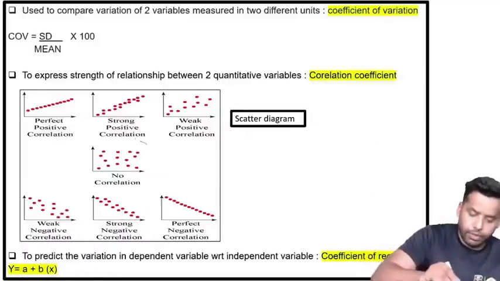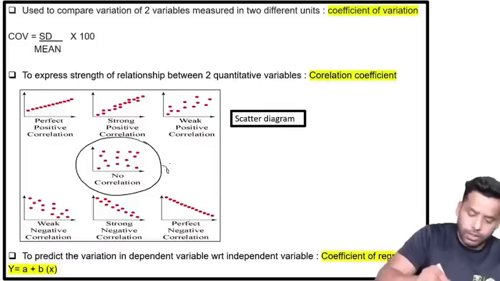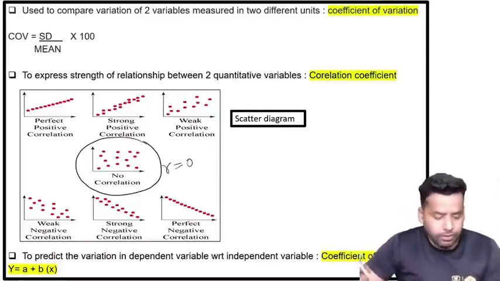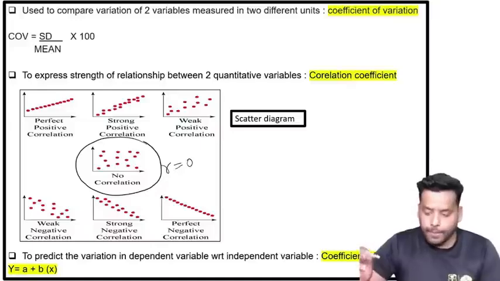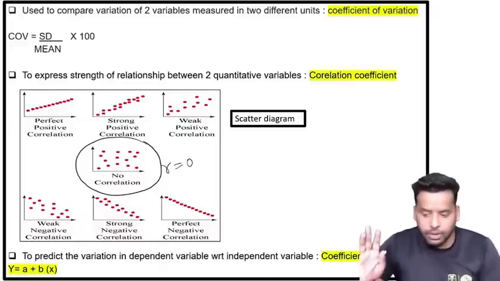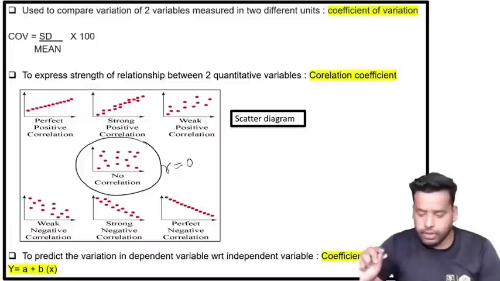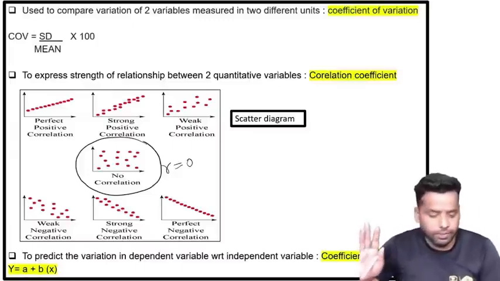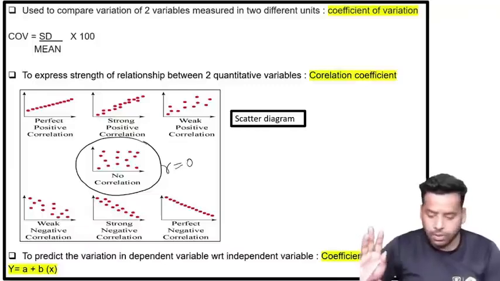Now tell, if they show this graph, what is correlation coefficient? 0. There is no correlation. Correlation coefficient, if it is 0, that means no correlation. Very good. 0. No correlation.